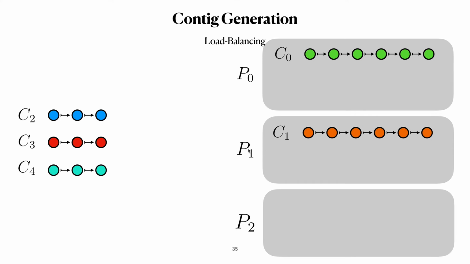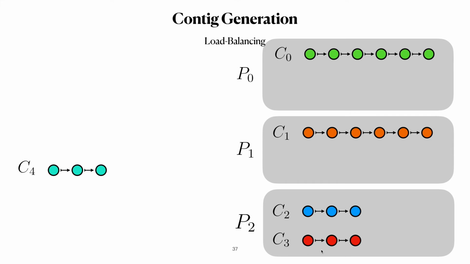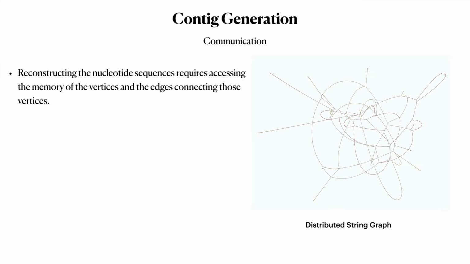We assign C1 to P1, C2 to P2, and then C3 goes to P2 because P2 at that moment only had 3 vertices assigned, whereas the other 2 had 6. And now everyone has 6, so we again break the tie by going to P0. And this gives a more or less well-balanced assignment of work to each processor.